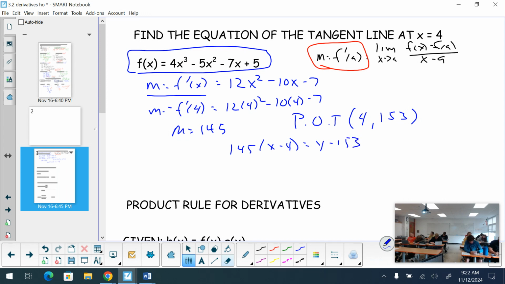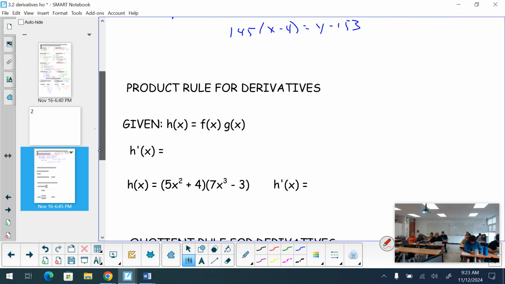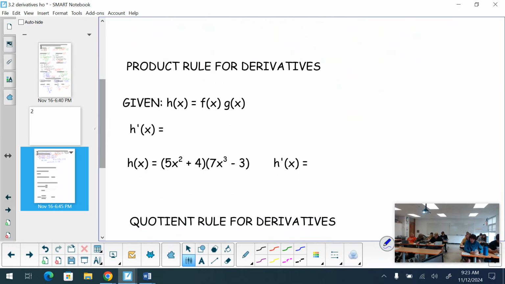But the key thing to remember here now is the slope is the value of our derivative. So we can find our derivative, and then find our slope, rather than taking through the limits as x approaches a. Life, just a tad bit easier with derivatives. We also have product rules. We have two other rules to go through.